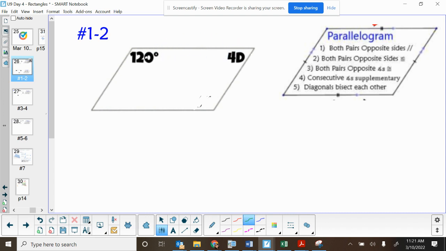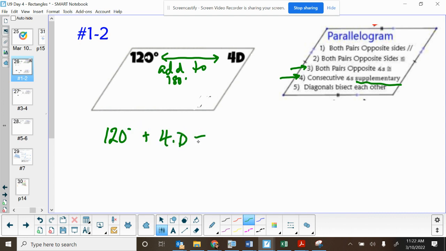So for the 120 and the 4D, we know that they are angles, so we will look at either both pairs of opposite angles congruent or consecutive angles are supplementary. These are not opposite angles, so we know that they are supplementary. So that means that they're going to add to 180 degrees. So then I can say 120 degrees plus 4 times D equals 180 degrees, and I can solve that equation.